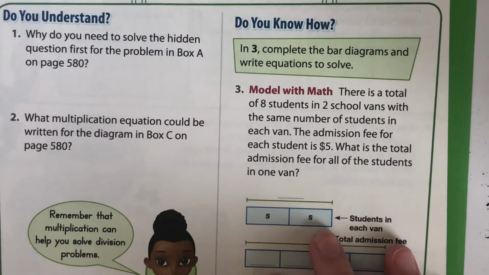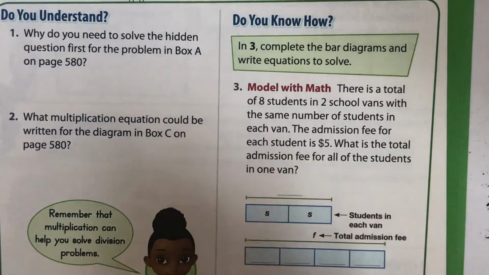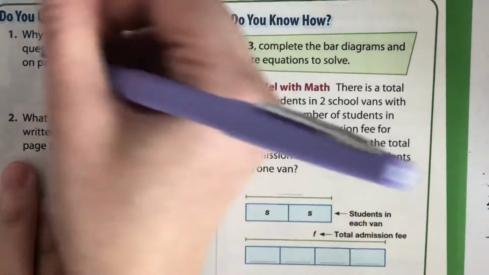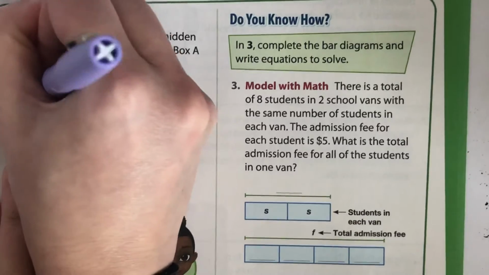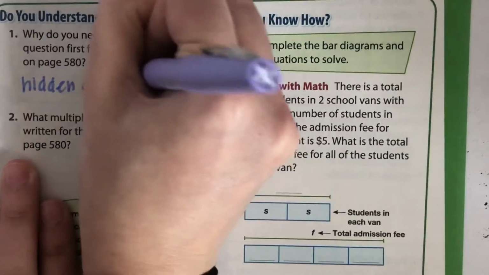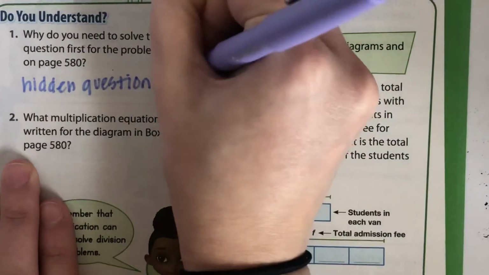Why do you need to solve the hidden question first for the problem in box A on page 580? Because if we don't solve the hidden question, we can't answer the main question.